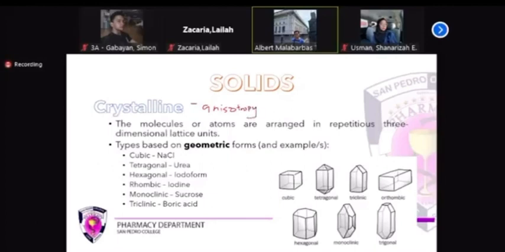Alright. Now, for crystalline, we have different types of geometric forms or shapes. So these are the 7 types of shapes. We have cubic, tetragonal, triclinic, orthorhombic, hexagonal, monoclinic, trigonal. Now, listed on the PowerPoint are examples of some common solids.